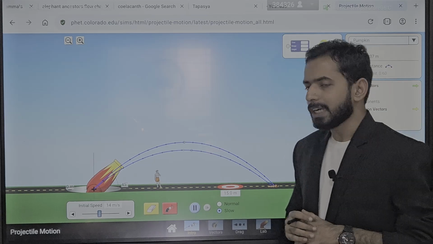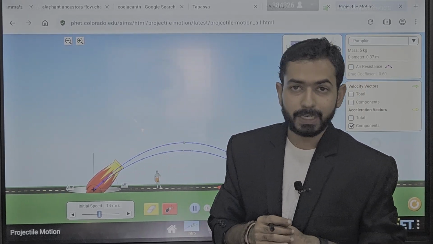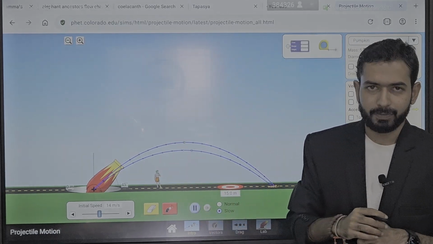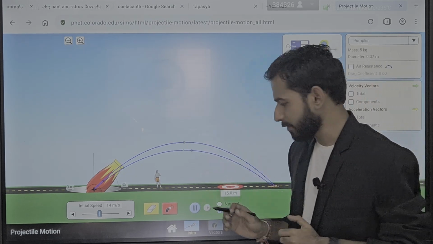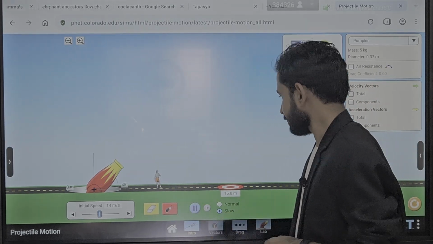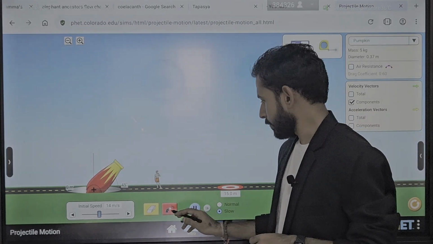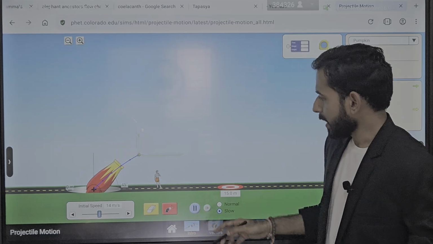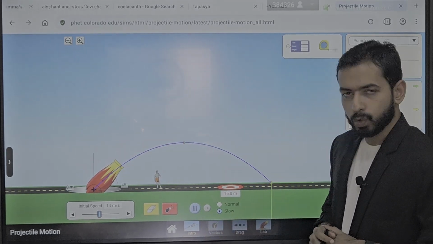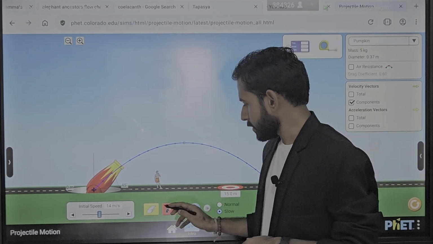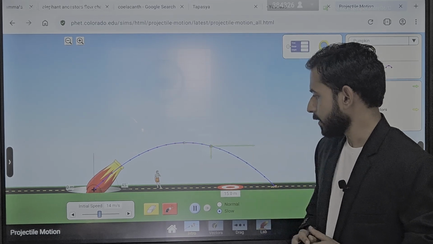Now we will talk about velocity. If someone has solved this topic, they know that we always make two components of the velocity vector, one in the horizontal direction and one in the vertical direction. So let's see how they vary. Let's clear this and show the components of velocity. Very beautifully it is represented that you have two components of velocity: one is horizontal velocity and one is vertical velocity.